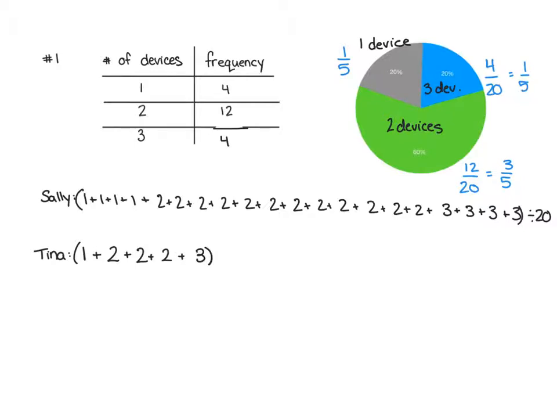You can also see that if we group Sally's data into 4, we've got 1, 2, 3, 4, 5 groups. So one 1, and then three 2s, and then one 3. Okay?